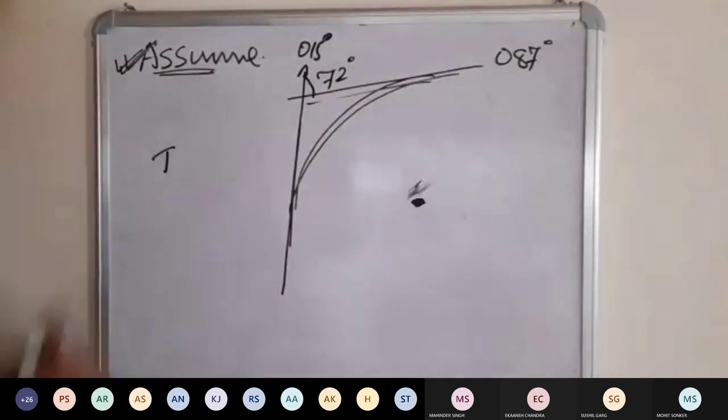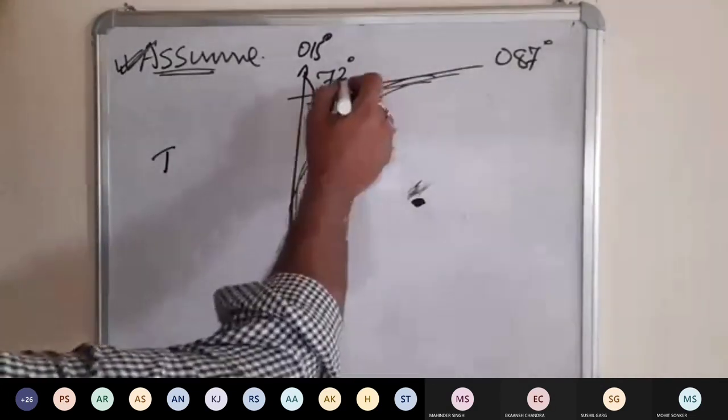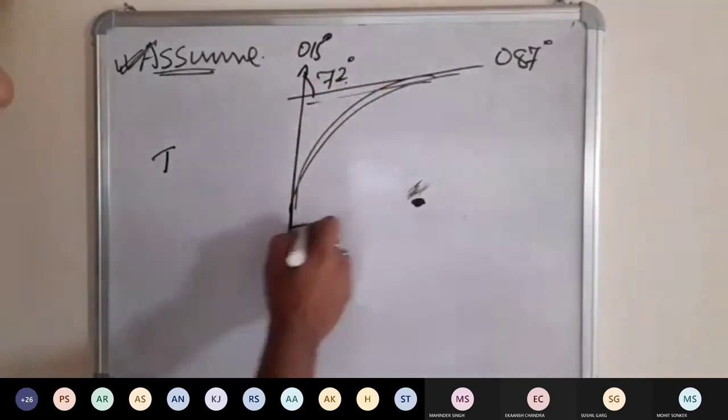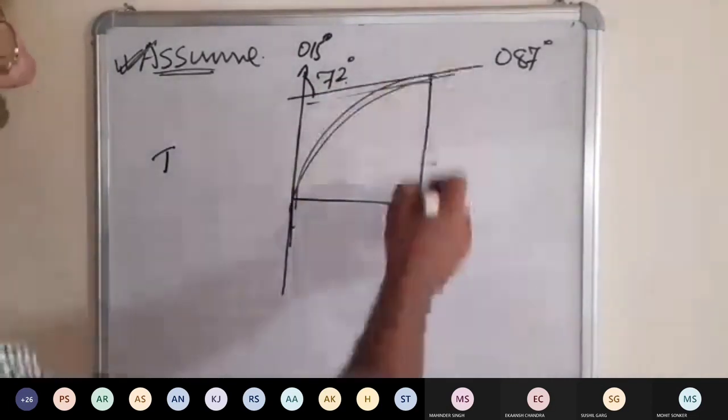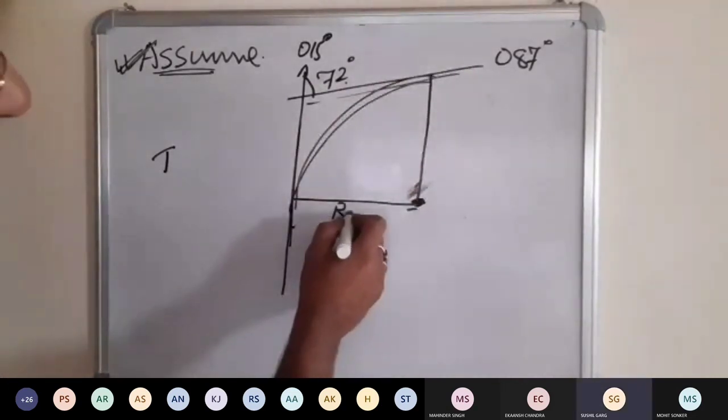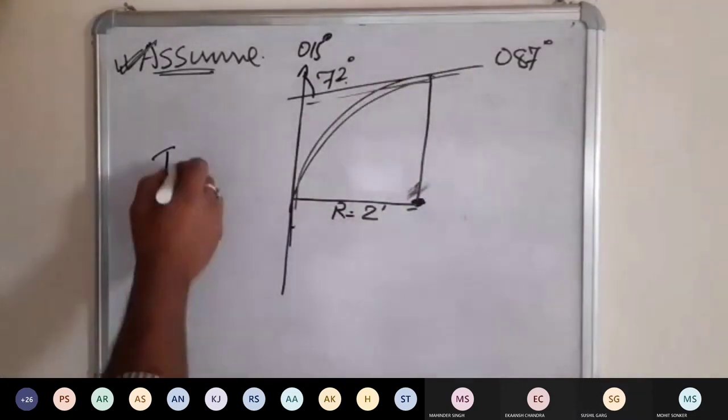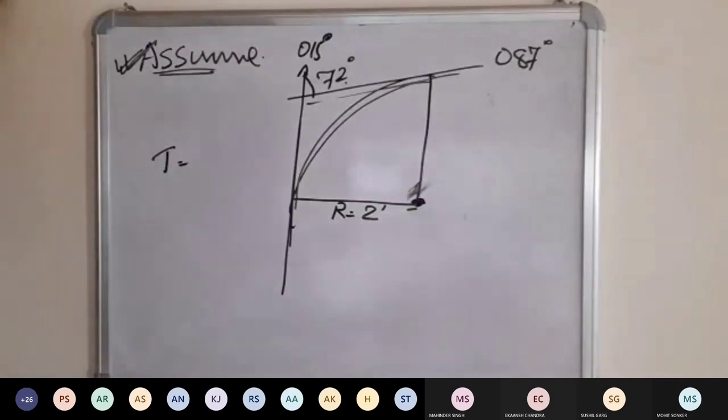Then you are calculating T. Theta is equal to 72 degrees and radius. Radius is how much? 2 miles. R is equal to 2 miles. So you calculate T. Please tell me what is the value of T.